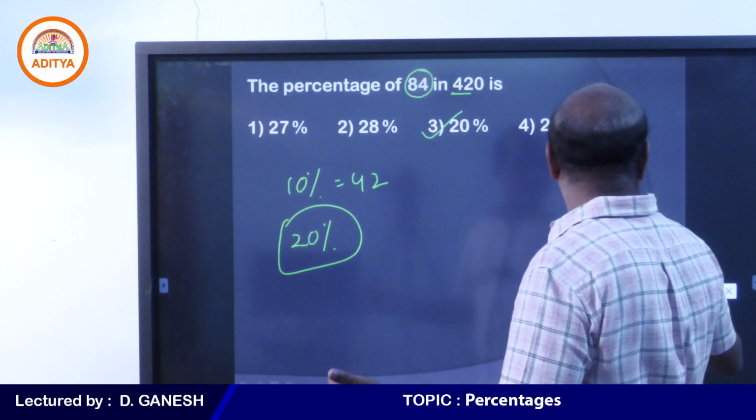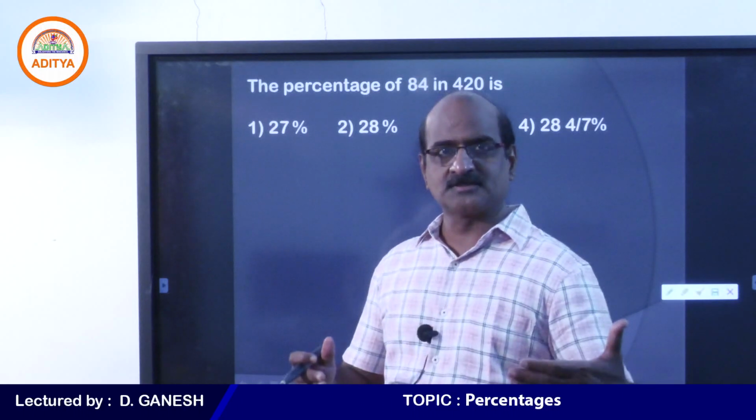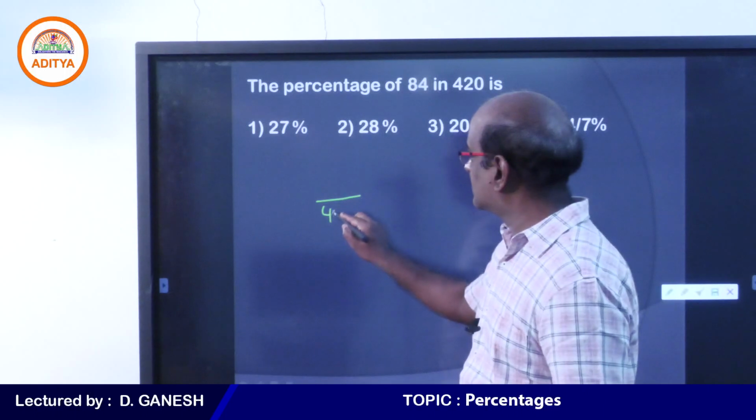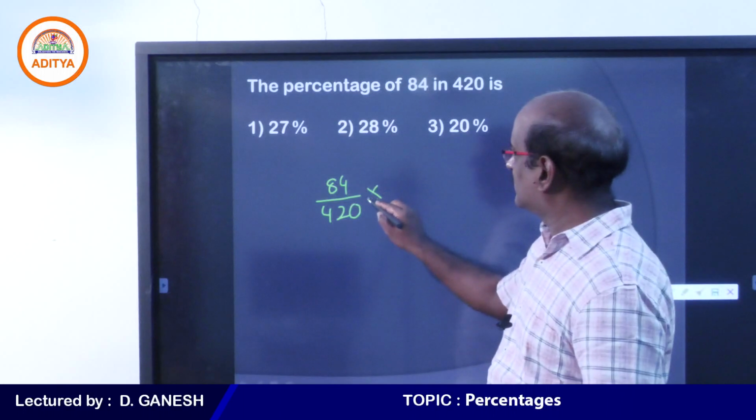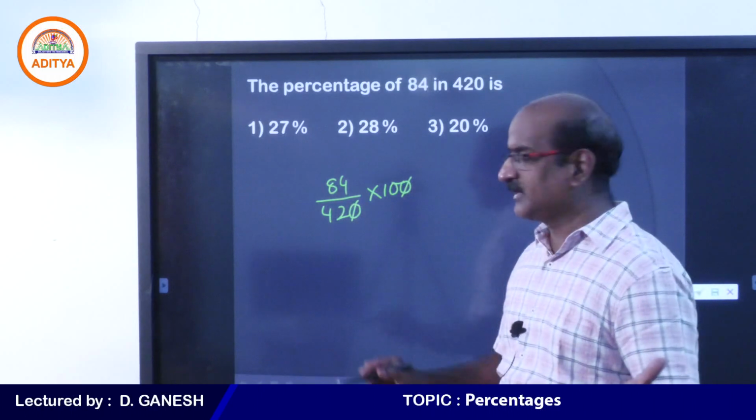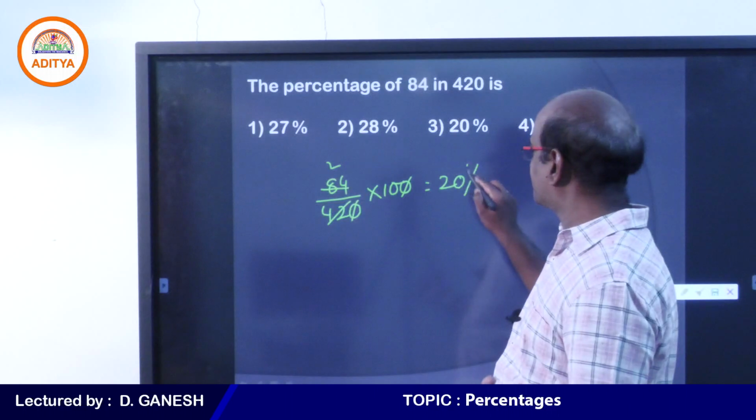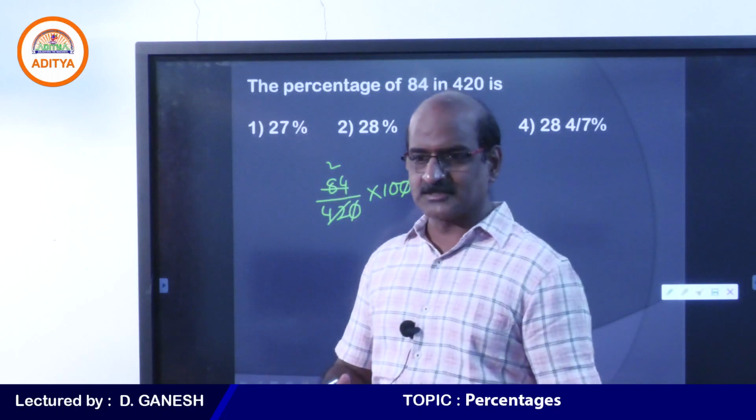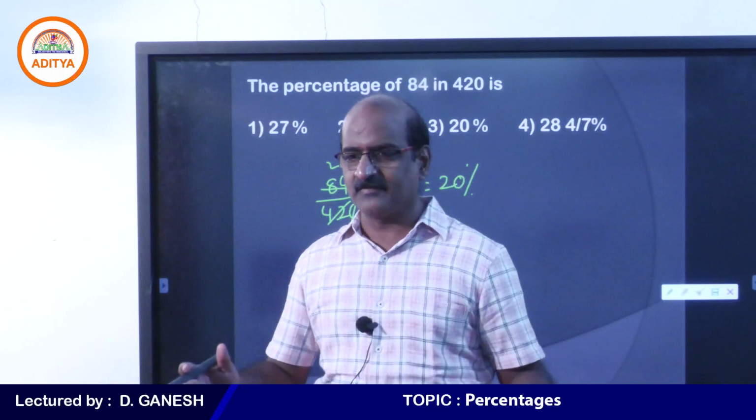So whenever this kind of question is given, the actual process of doing it is something like this. Out of 420, we have 84. So out of 420, if we have to get 84, how do we actually calculate? This is the actual process of calculation. This is how we need to calculate this question. But if we are good at the calculation part, we need not do this. Straight away we can get the answer.